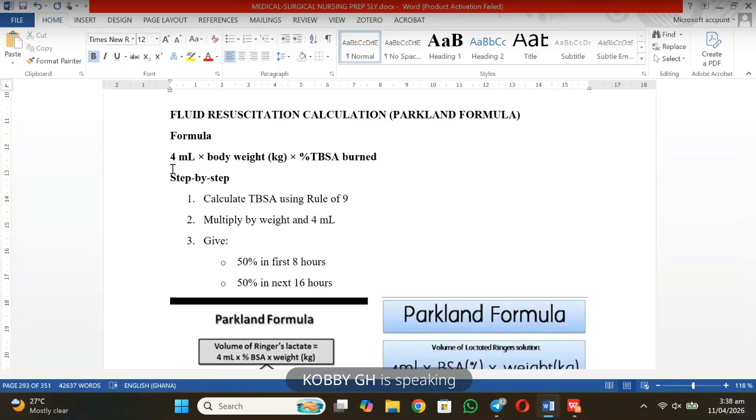If they give you a question that a patient has suffered a burn affecting a certain area, then the examiner will ask what amount of fluid you will use to resuscitate. That's how the question will be put. In the question, the examiner will give you the body weight of the patient. The examiner may ask you to calculate the total burn surface area yourself, or the examiner can give it to you.